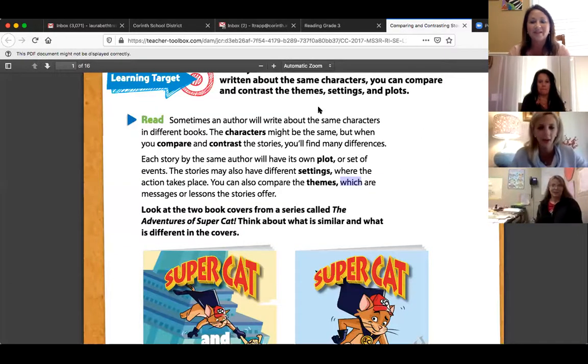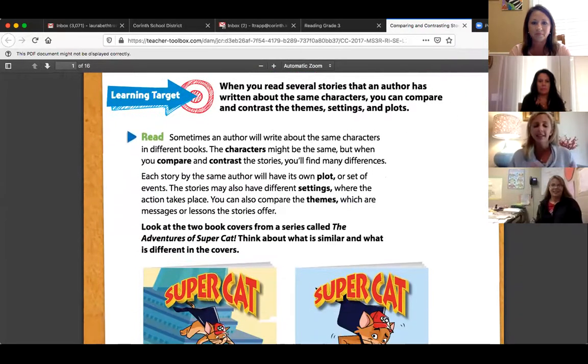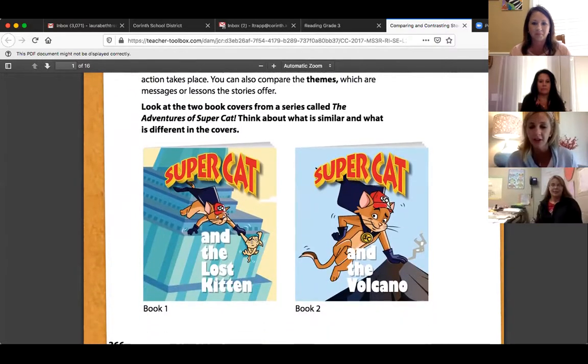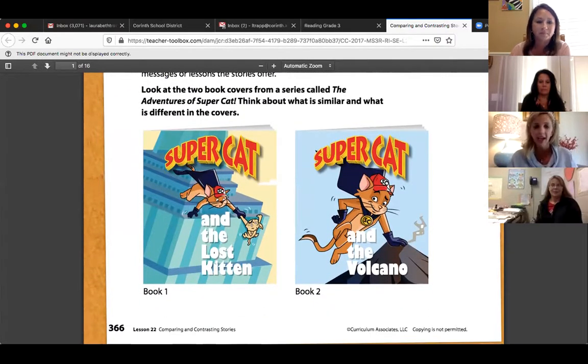Yes. Okay, great. So we never want to skip over our learning target, which is up here at the top. Basically, this has already been touched on. When you read several stories that an author has written about the same characters, you can compare. So if you look down here at these two different books, you have Super Cat and the Lost Kitten, and then you have Super Cat and the Volcano. As you can tell, you have the same characters, but they're two different books. So let's take a minute, and I want you to look at the similarities and the differences between the two covers, okay?